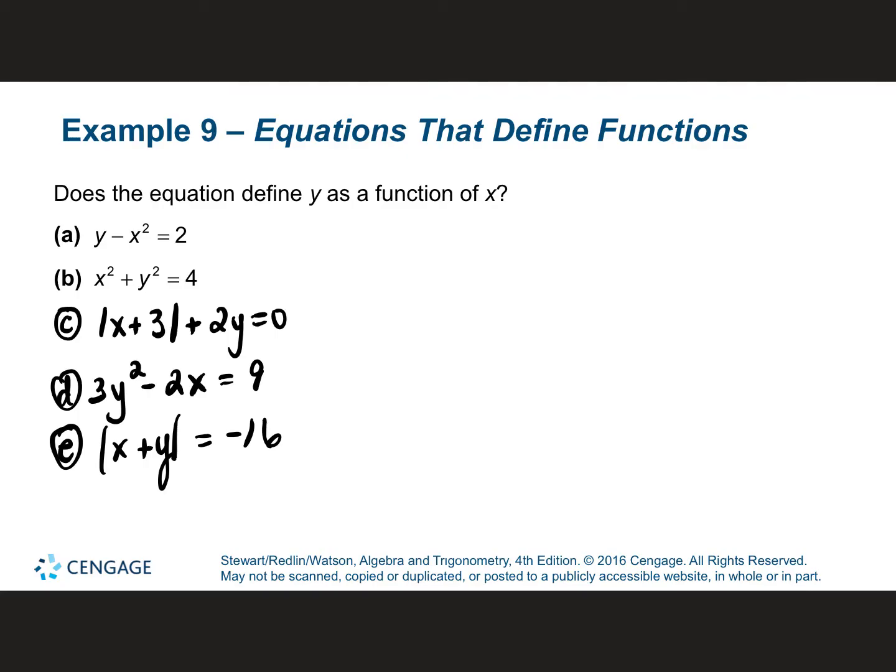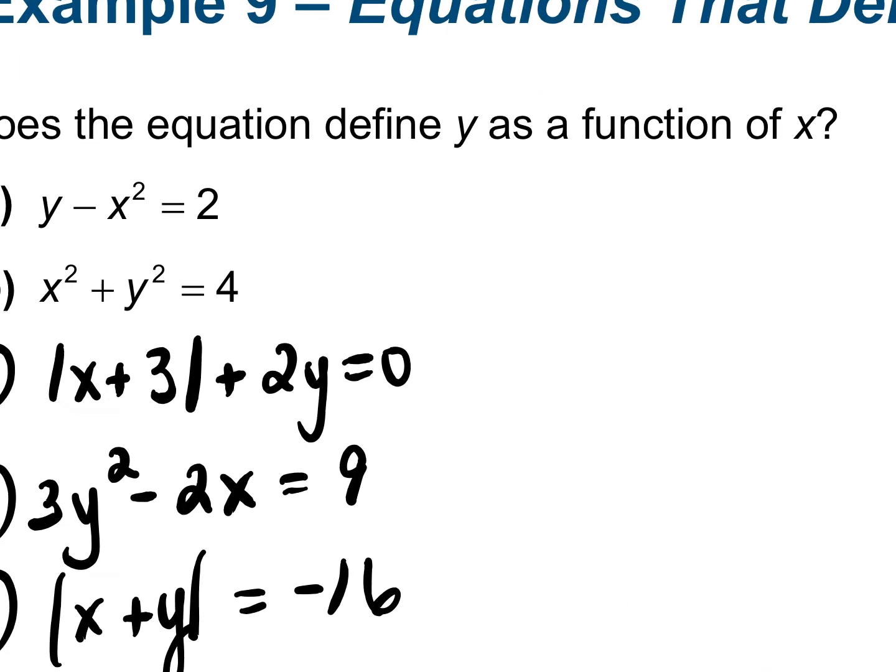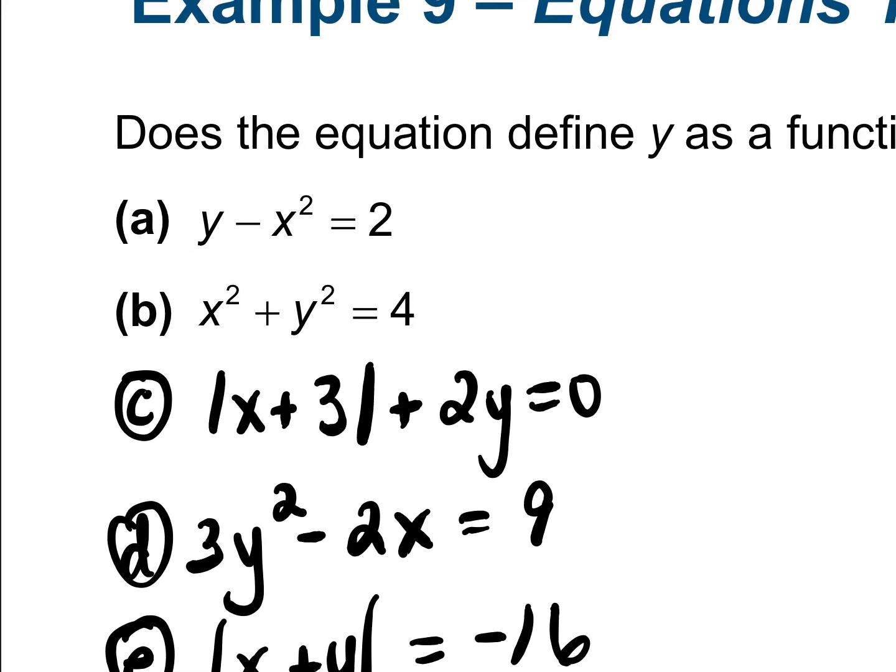If we look at this set of examples, for example A, you have y minus x squared is equal to 2. You can go ahead and solve it for y. The only thing you'd have to do is move the x squared over by adding it to both sides, and that's y is equal to x squared plus 2. Because your y is not raised to an even power, and it's also not inside the absolute value bars, this one is a function.